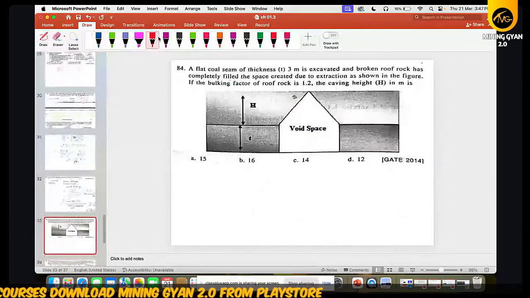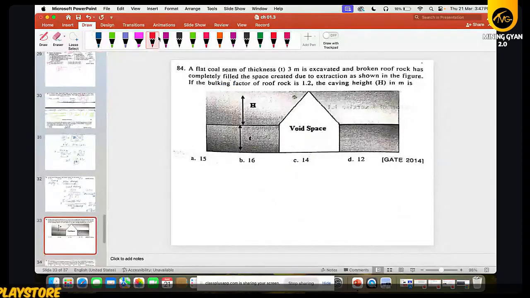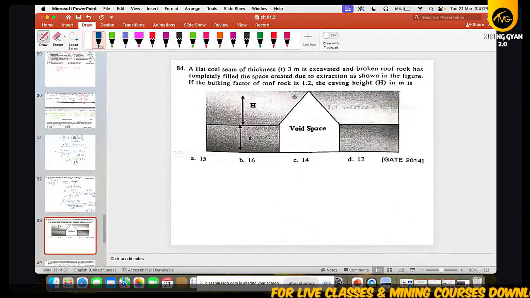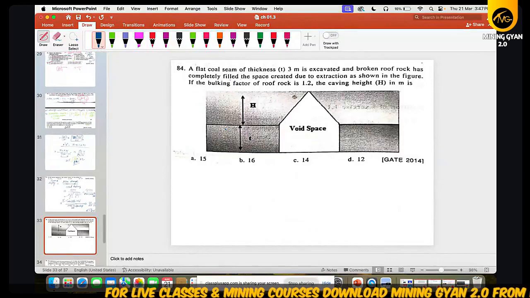Only two or three questions remaining, so try to solve them fast, because you have another class at 4 p.m. If we finish today itself, then from tomorrow onward we can start the next theory section.